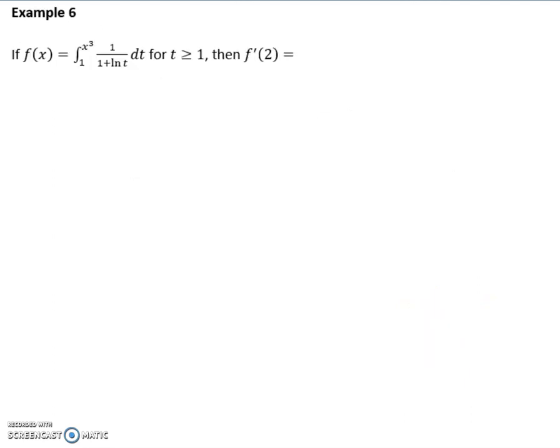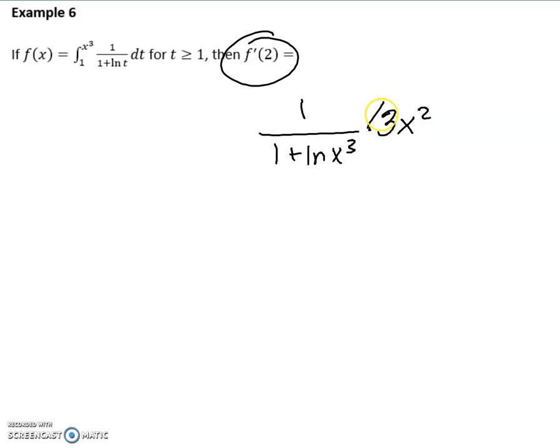In example 6, I'll do the shortcut version. So if I want to do the derivative of this integral, then I know that I can plug in my upper bound as long as this is constant. So I have ln of x cubed, and then times the derivative of x cubed, which would be 3x squared.